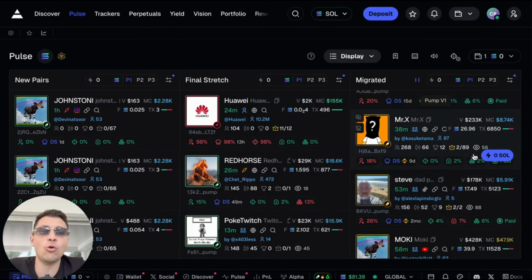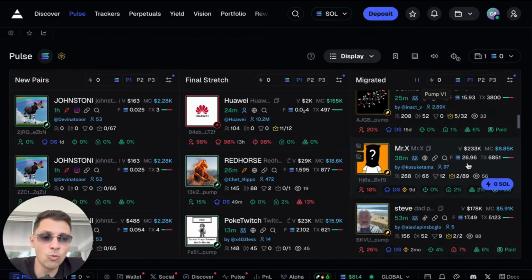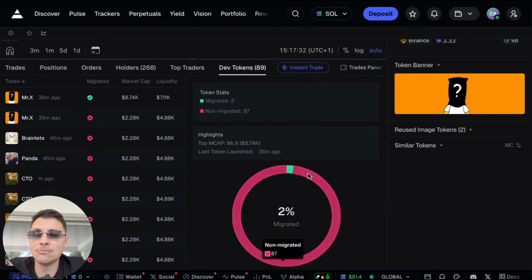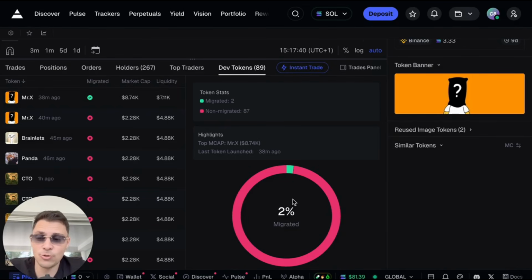You literally have all the features displayed here. You can see what works. I mean, for example, look at this. 2 out of 89. Would I copy? I don't think so. I mean, it doesn't migrate. The idea is that you catch something very, very early and you actually see it grow. You don't want to see it dump quickly.